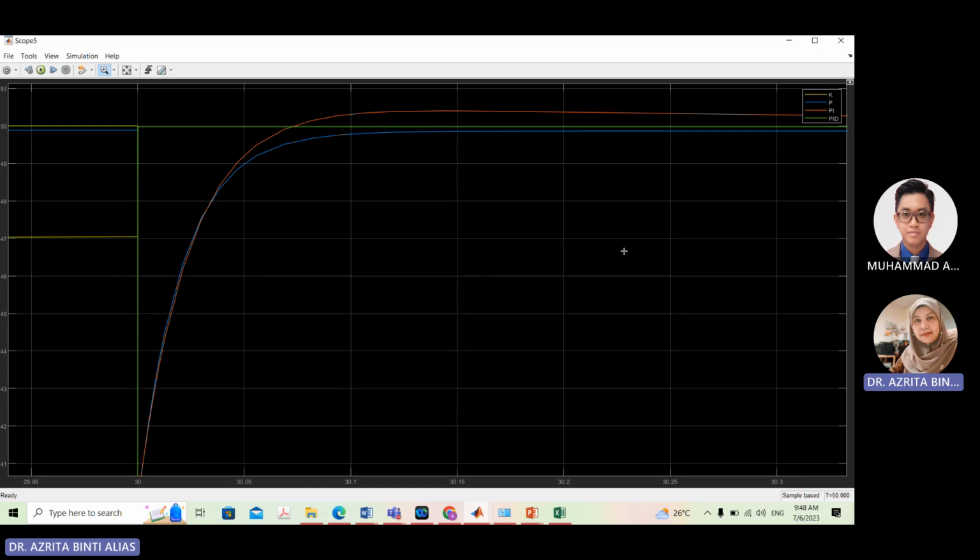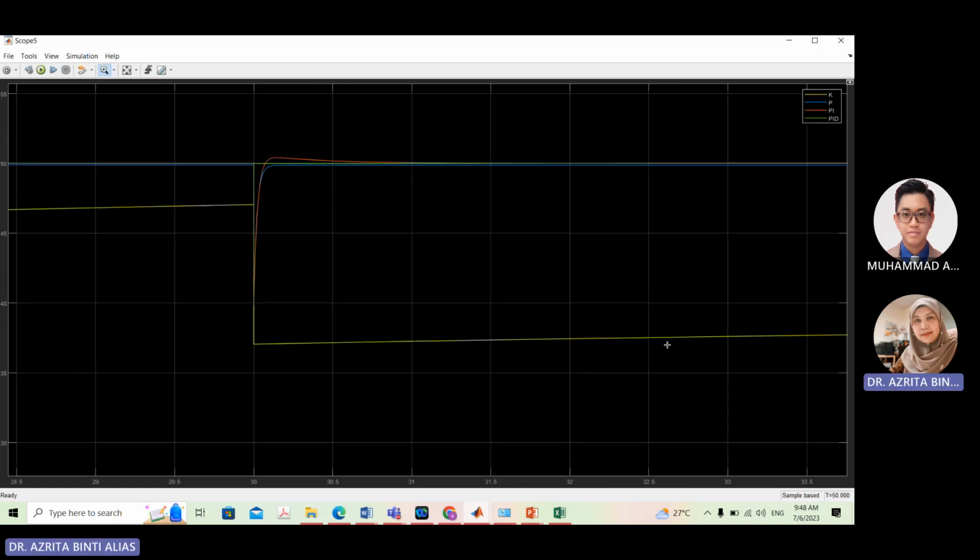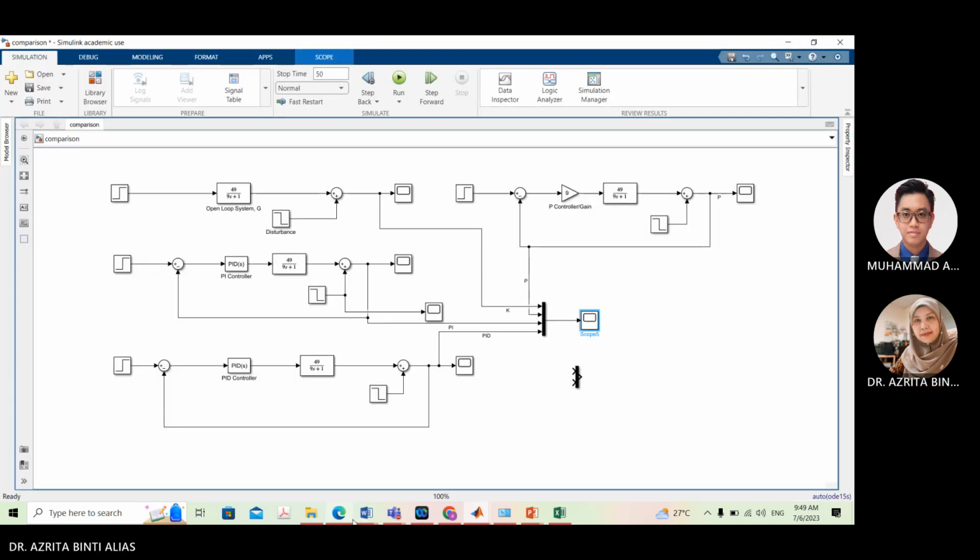Okay, so two graphs from the Simulink. So the first graph, dekat sini boleh tekan kat sini, so dia akan keluar graph the full. So the first graph, then the second graph, you need to zoom at the disturbance, during when we give the disturbance. Okay, and then you discuss your answer.